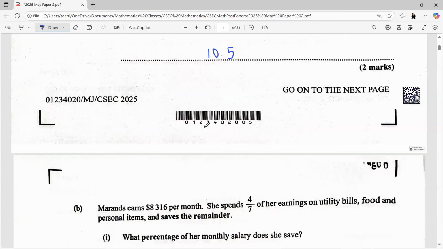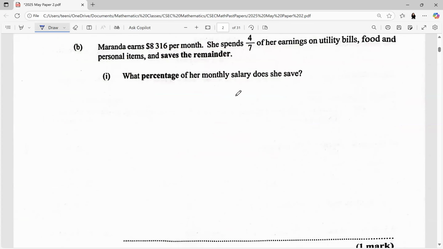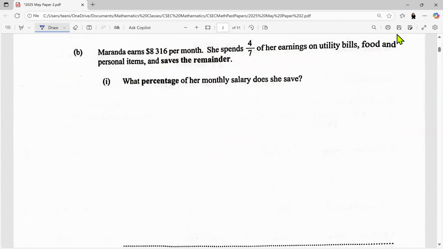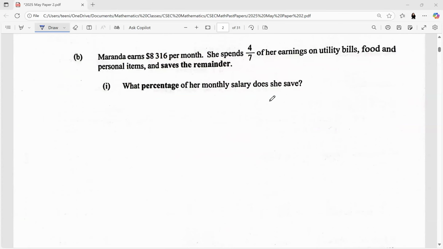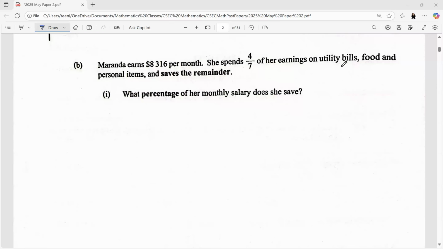And if you just press the fraction key again, it will give you the decimal. All right. Let's see. I think we could do this question. It says Miranda earns $8,316 per month. She spends 4/7 of her earnings on utility bills, food, and personal items, and saves the remainder. What percentage of her monthly salary does she save? So first of all, if she spends 4/7, what is the remainder that she'll be saving? 3/7. Correct. She'll be saving 3/7.